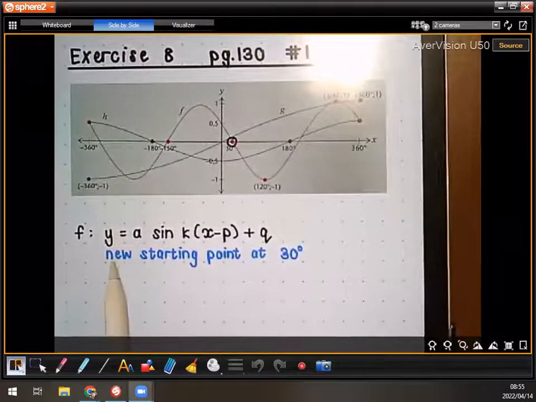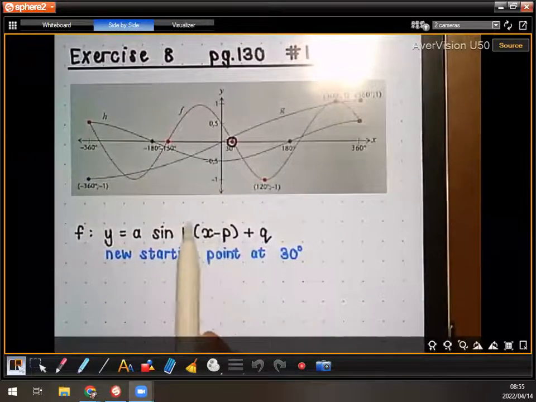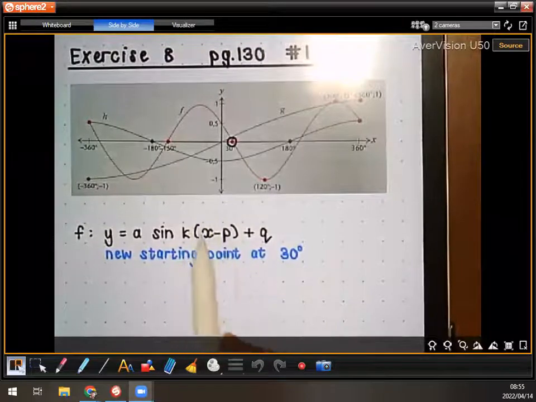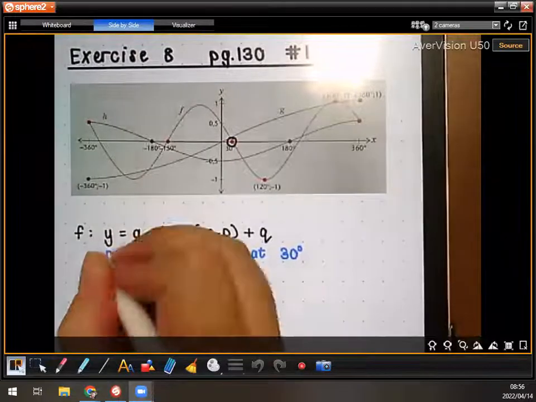Okay. All right, guys, if we have a new starting point at positive 30, what does that mean for my bracket? What is my bracket going to be? X minus 30. Okay, there we already have the bracket. So we can fill that in.